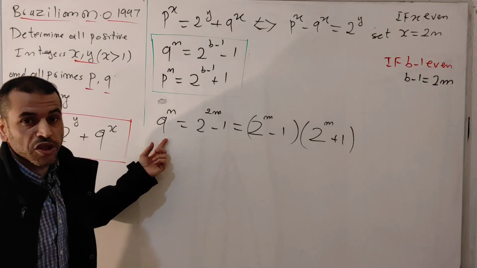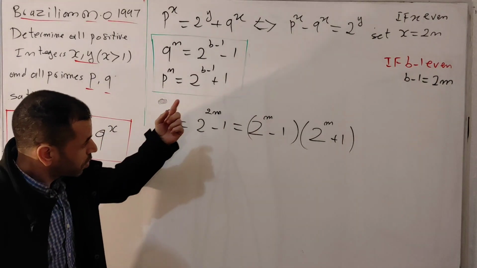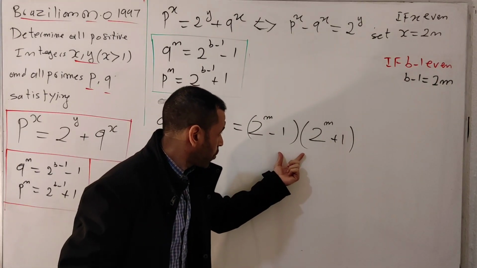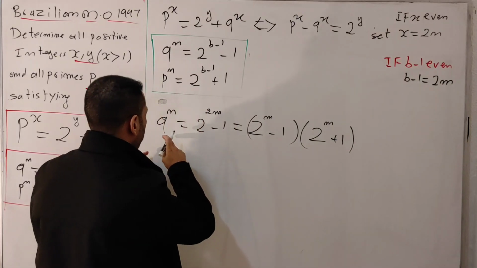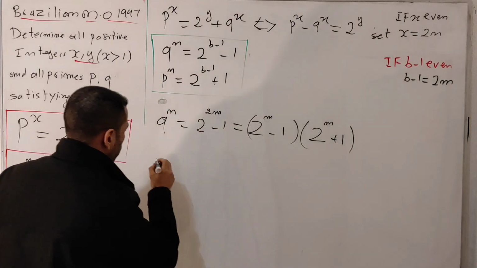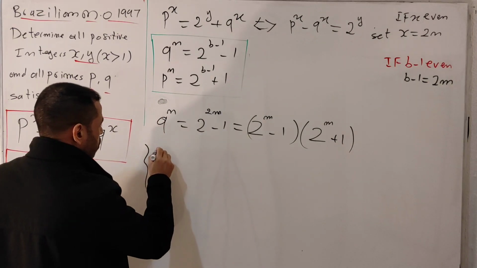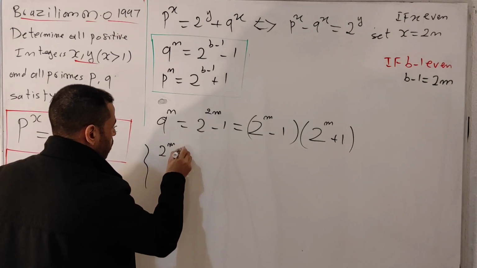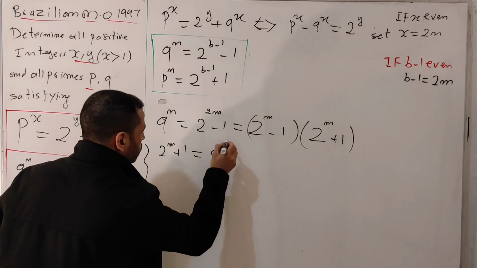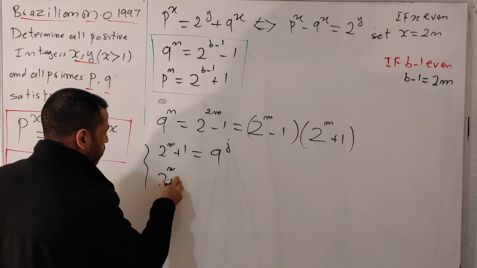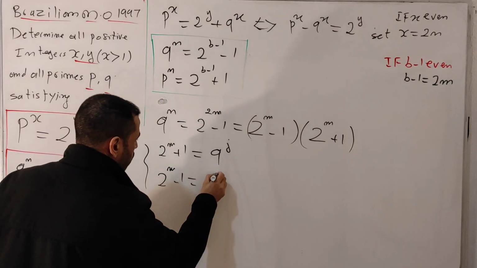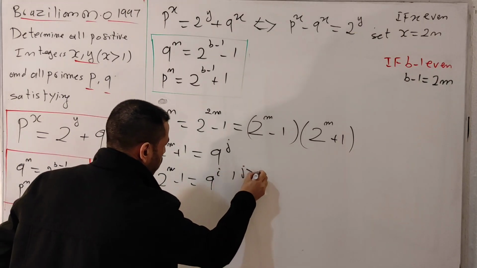Since the left hand side of this equation is a power of q, that means the right hand side of this equation must be a power of q as well. This one will be transferred to the form of q power. Okay, so we'll have the following two equations. I will have 2 to the m plus 1 equals q to the j, and 2 to the m minus 1 equals q to the i, where j is strictly greater than i.